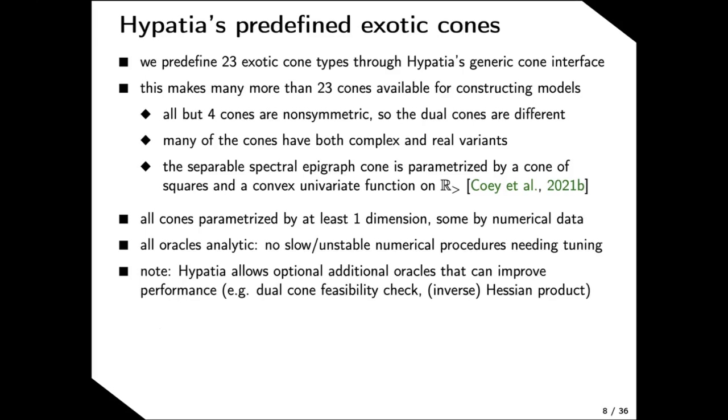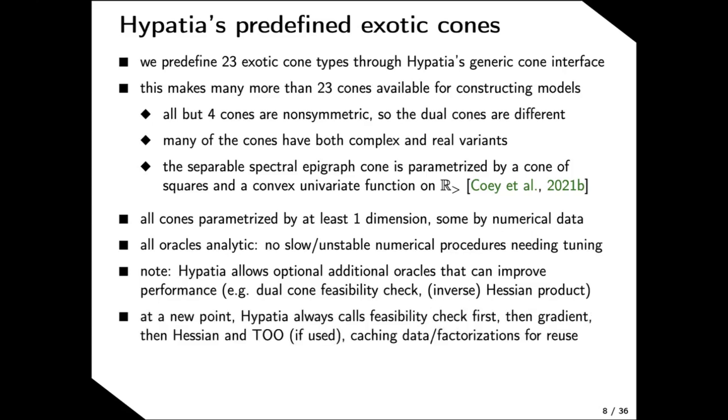Now, we note that Hypatia, beyond these 5 oracles, also allows optional additional oracles that can improve performance. For example, a dual cone feasibility check or inverse Hessian product oracles. At every new point, Hypatia will always call the feasibility check first because the other oracles are only defined at strictly feasible points. Then it will call the gradient, then the Hessian and the TOO if they're used. Along the way, Hypatia caches data and factorizations for reuse, just to be as efficient as possible. On the next slide, we show oracle time complexity estimates for the cones we've implemented, ignoring constants.